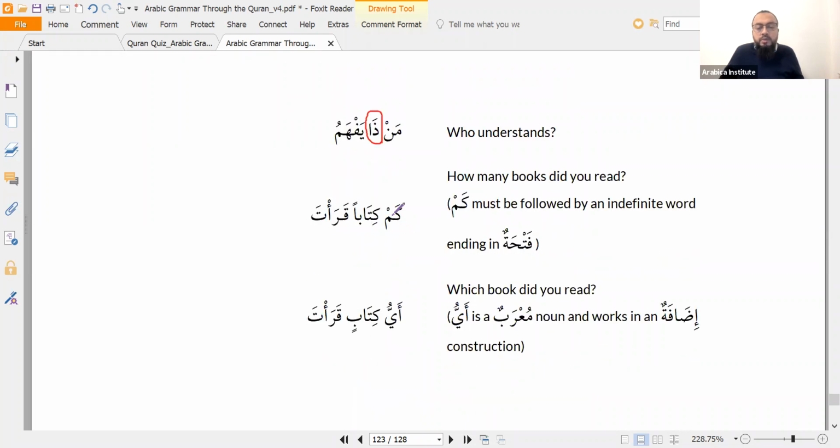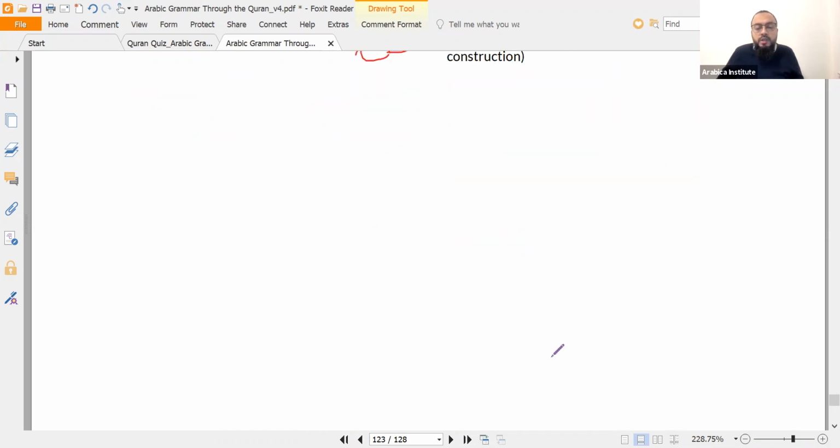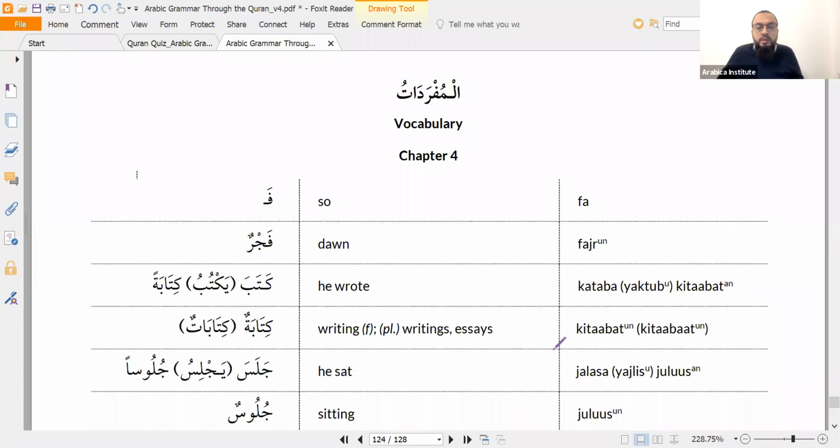As you know, when you're asking kam, meaning how many, it makes the counted noun stay singular and go up. So kam kitaban means how many books. But if I say kamil kitabu, what does that mean? How much is the book? Good. So kam kitaban means how many books, and kamil kitabu means how much is the book. And finally, we have ayyu, which is used also for questions, and means which. As you know, it works in an indefinite idafa. Ayyu kitabin qara'ta? Which book did you read? This brings us to the end.